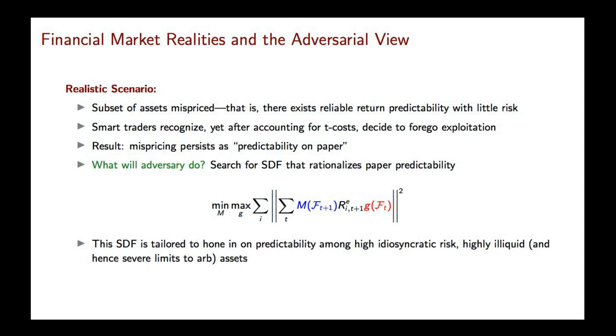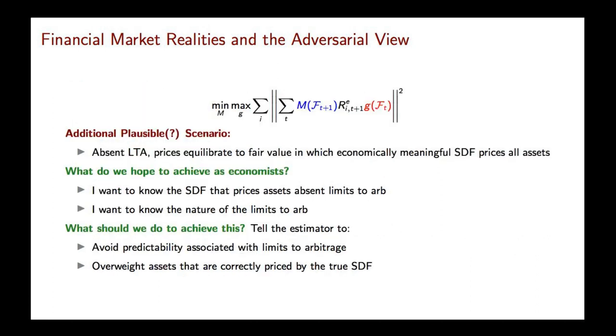So what will the adversary do? It's always going to search for the SDF that rationalizes this on-paper predictability that investors in the marketplace know they can't access because of, say, trading costs. So what is the problem then? The problem is that the SDF hones in on the predictability in the places where it's sort of least economically interesting, places where there's high idiosyncratic risk, lots of illiquidity, and so forth, severe limits to arbitrage.